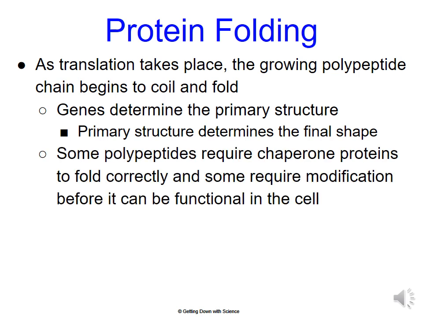Some polypeptides will actually have to have what they call chaperone proteins to make sure they fold correctly, that they're kind of watching the process and they're nudging, hey, you need to fold here, or we have to change this a little bit before you can fold correctly. And so sometimes you do have a few extra little protein molecules that have to be present to make sure it folds correctly so it can function correctly, because shape determines function.